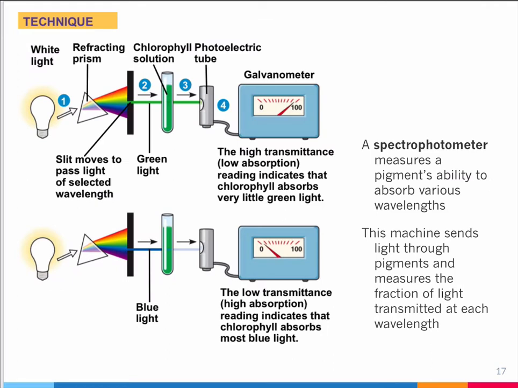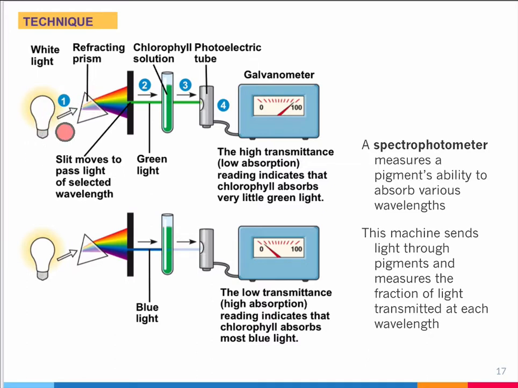A spectrophotometer is a device that measures a pigment's ability to absorb certain wavelengths of light. In other words, you can figure out what kind of light gets absorbed by a particular pigment. Here's the setup for a spectrophotometer. You take a white light source. The sun works, but usually in an experiment you'd be using a white light source, like a light bulb, and you pass it through what's called a refracting prism.